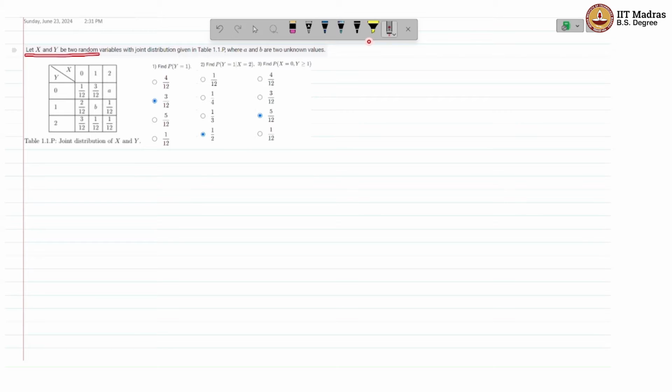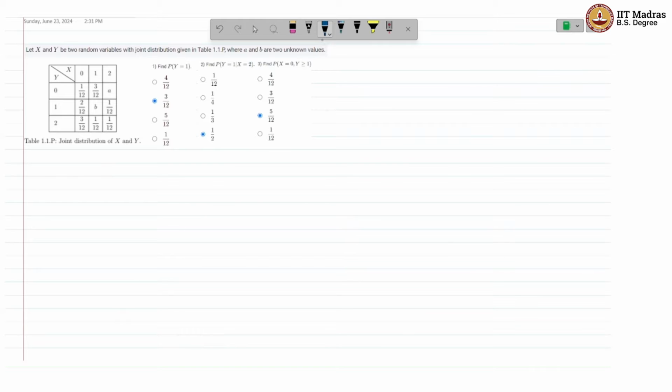Let X and Y be two random variables with joint distribution given in the table, where a and b are two unknown values. In question number one, we are given a joint distribution table with two unknown values, a and b. In the first question, we have to find the marginal Y equal to 1. Before calculating the marginal, we have to calculate the values of the unknowns a and b.